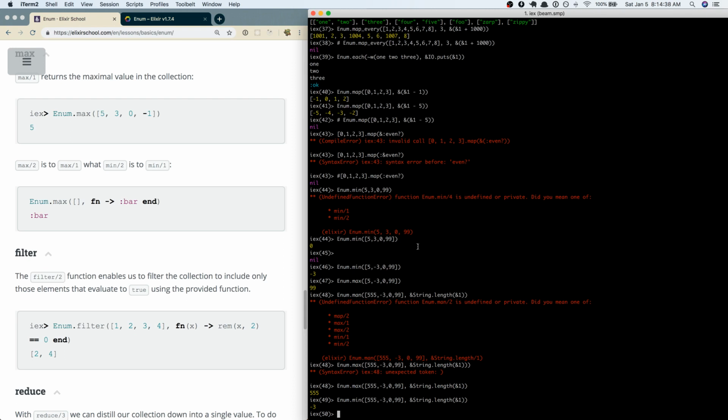The filter/2 function enables us to filter the collection to include only those elements that evaluate to true using the provided function.